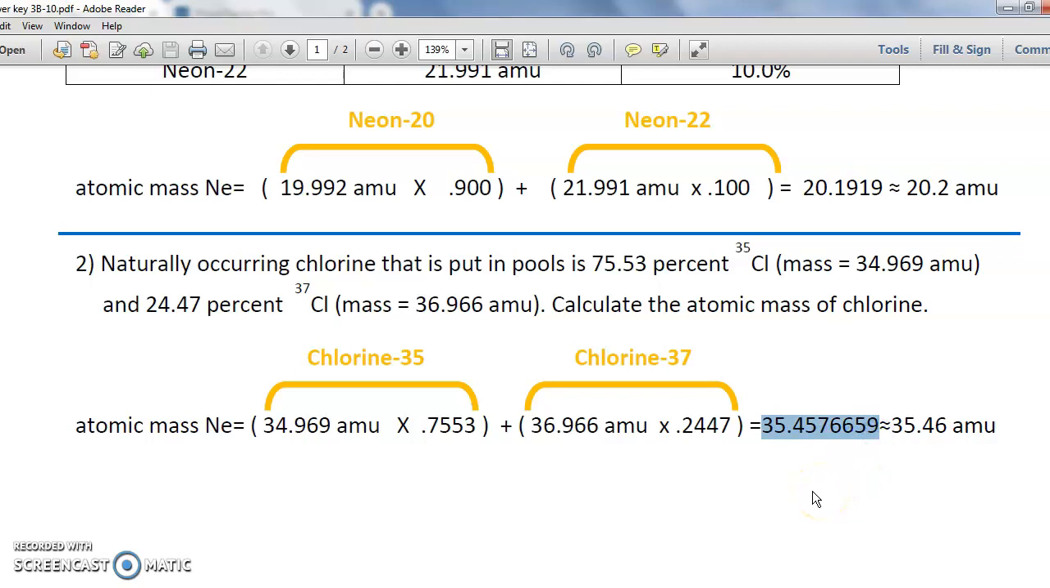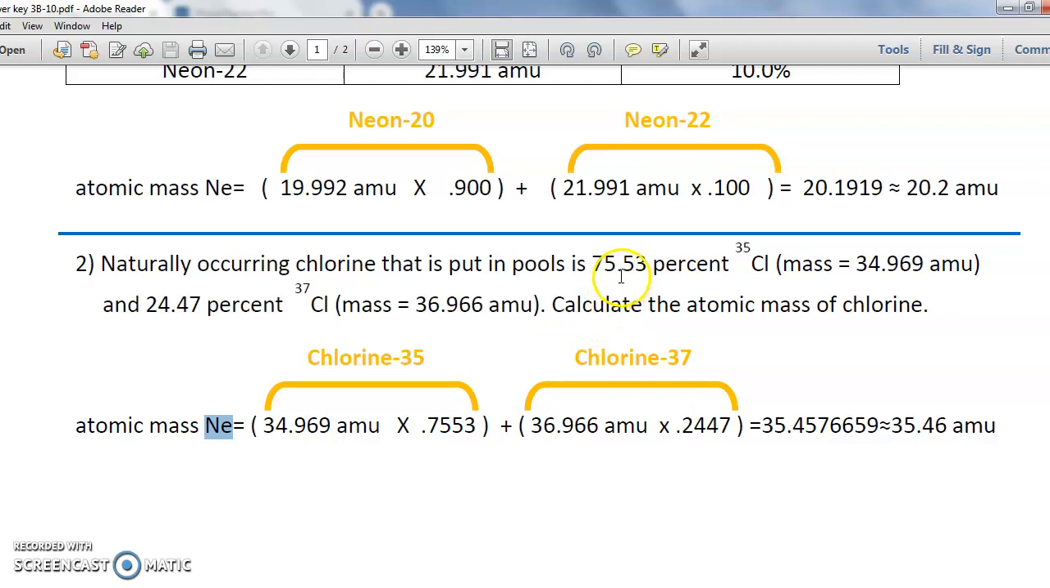35.4576659. What do we round it to? We look for the number in the calculations that has the fewest significant figures. That one has 4, that one has 4, so in our answer, we're going to keep 4. We'll keep the 35.45, but that 7 is going to round that 5 up to a 6. Again, sorry about the mistake. That should say chlorine right there, not neon.